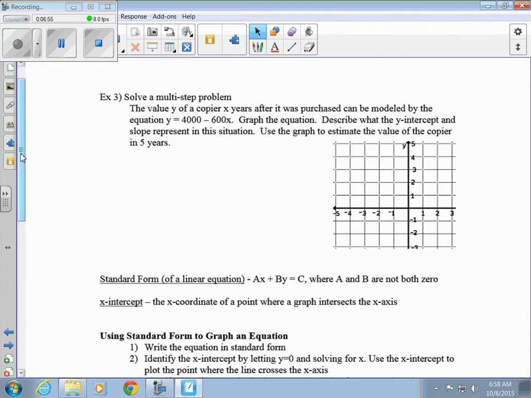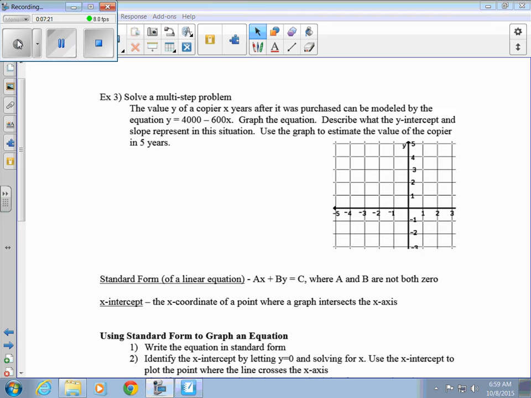Example 3 is now a multi-step problem. It says a value y of a copier x years after its purchase can be modeled by this equation. y equals $4,000 minus 600x. Graph the equation, describe what the y-intercept and the slope represent in this situation, and then use a graph to estimate the value of the copier in 5 years.